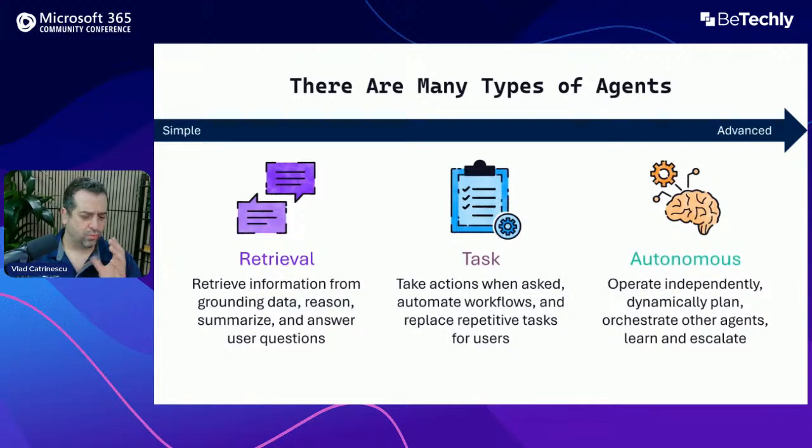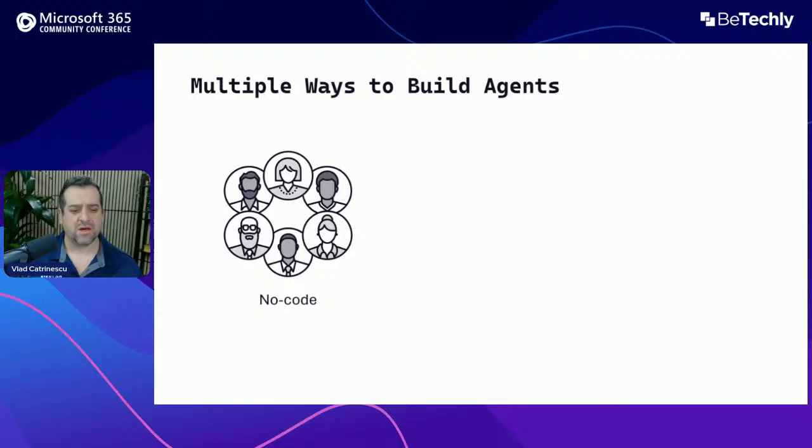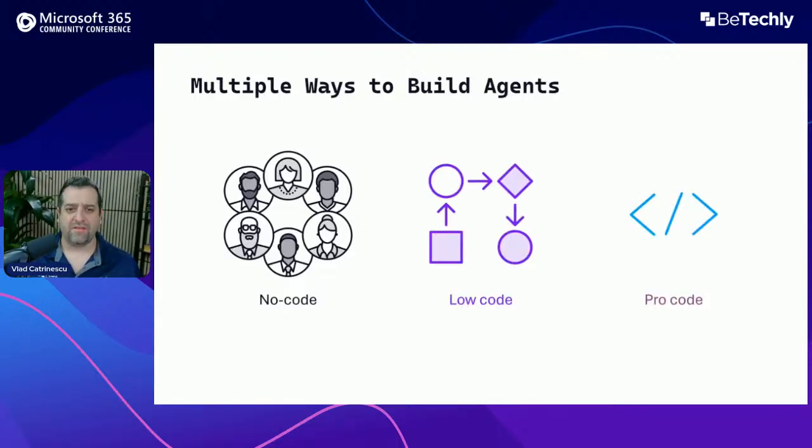And not all agents are created using the same tools. We have no code agents, we have agents that are built using low code, and we also have agents using pro code, in which you're not limited to the model choices by Microsoft. There are 11,000 models out there.